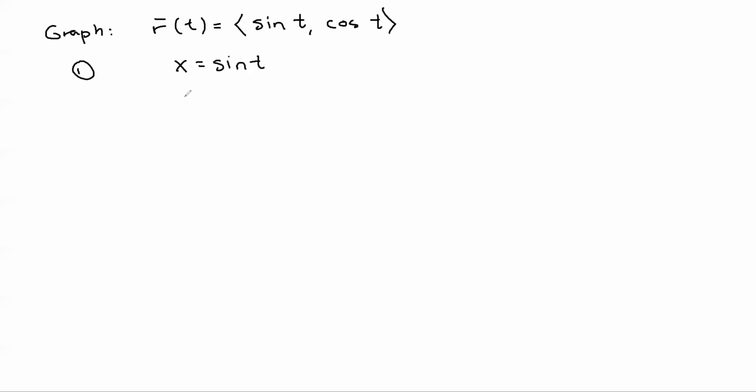Let's say that we're asked to graph r of t equals sine t comma cosine t. Then step 1, you're going to translate into the equivalent parametric form. Step 2, we need to eliminate the parameter.